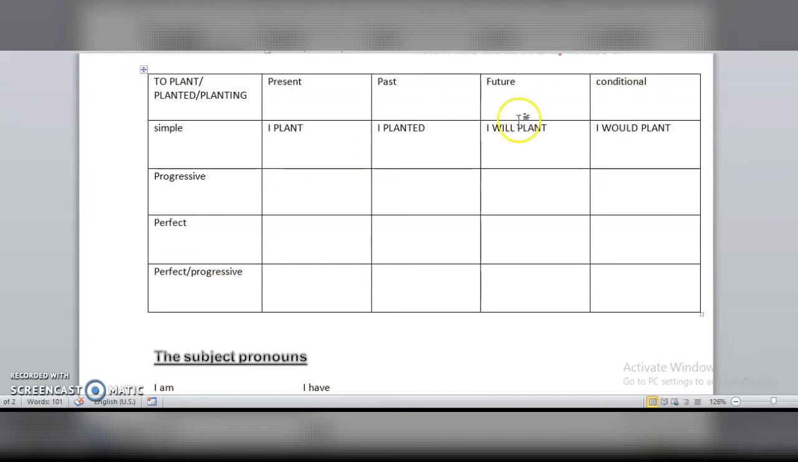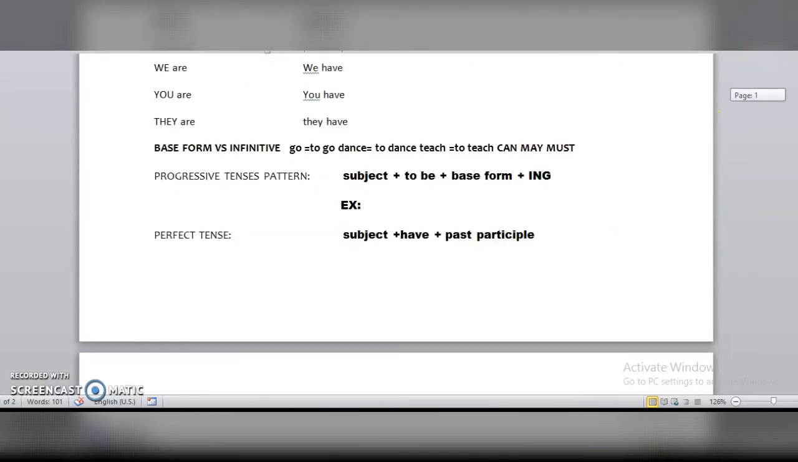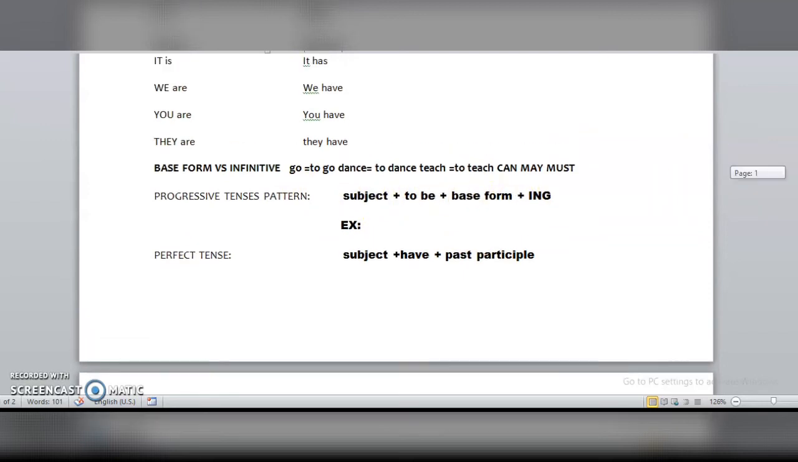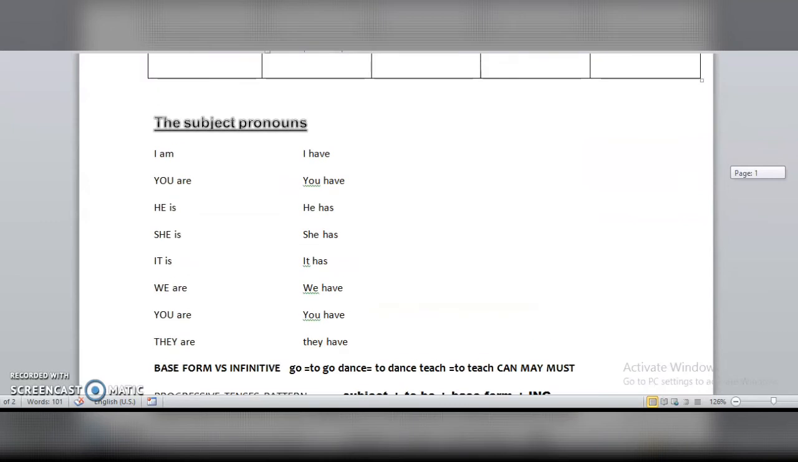Good. The progressive tense. What you're supposed to understand about the progressive tenses is that there is a pattern. The pattern is subject plus to be plus base form plus ing. It's the reason that I have already conjugated the verb to be. So I get to be at the present tense: I am, you are, he is, she is, it is, we are, you are, they are. Good. So for the progressive tense, I use the verb to be as the auxiliary.